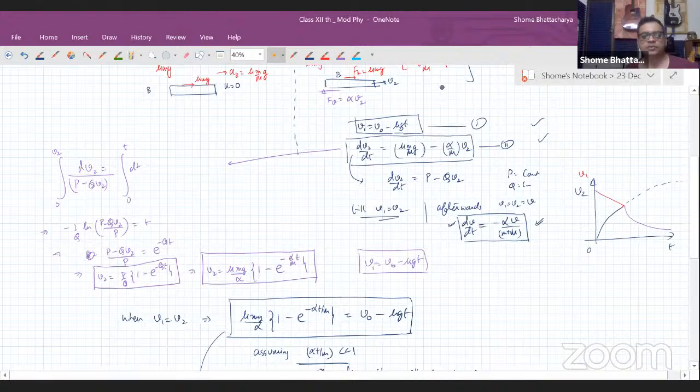Viscous force work done will not be zero sum. Viscous force is a non-conservative force. All drag forces are non-conservative. In fact, there are very classic questions to show how viscous force is non-conservative.